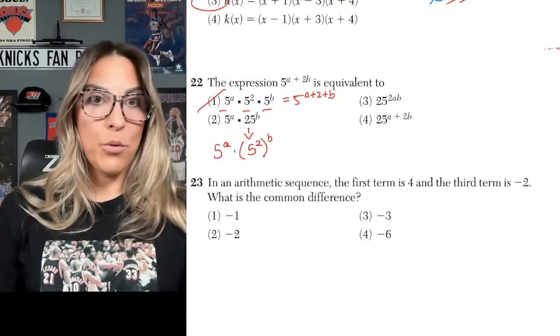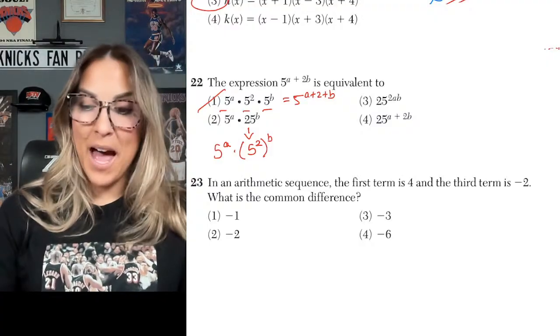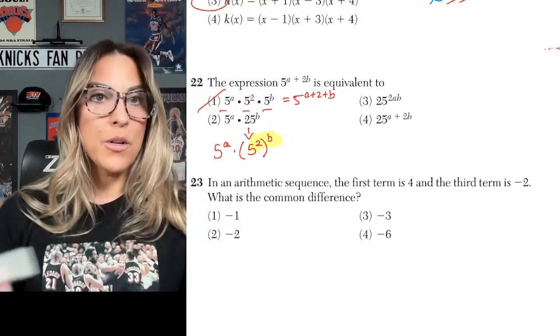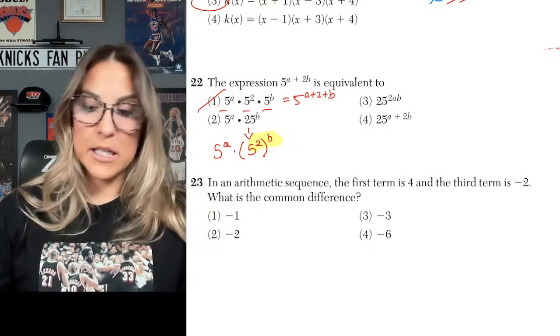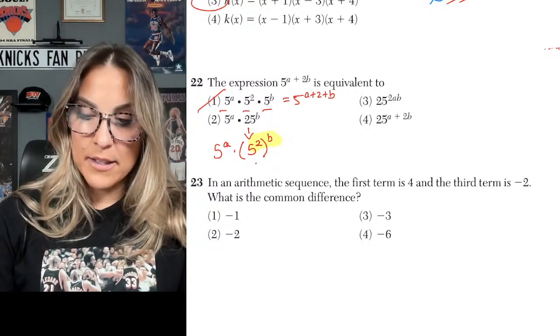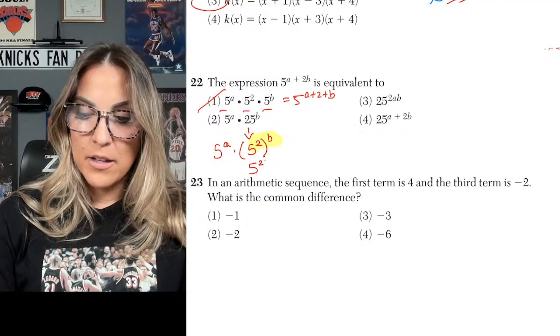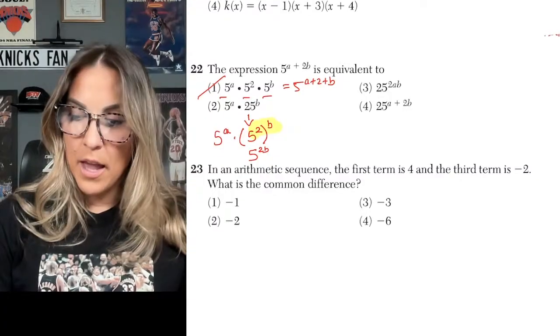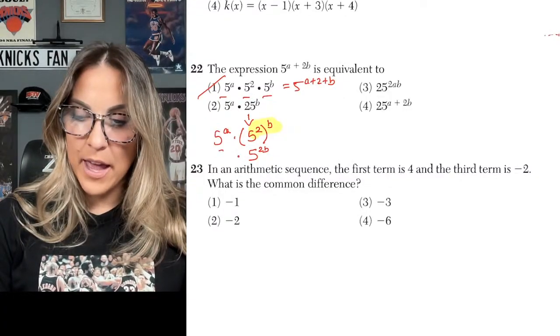Now, another exponent rule you need to know is that when you're raising a power to another power, so that's what we have right here, you multiply those exponents. So that part is going to simplify to 5 to the 2b. I'm multiplying 2 times b, so I get 2b. Bring down that times 5 to the a again.